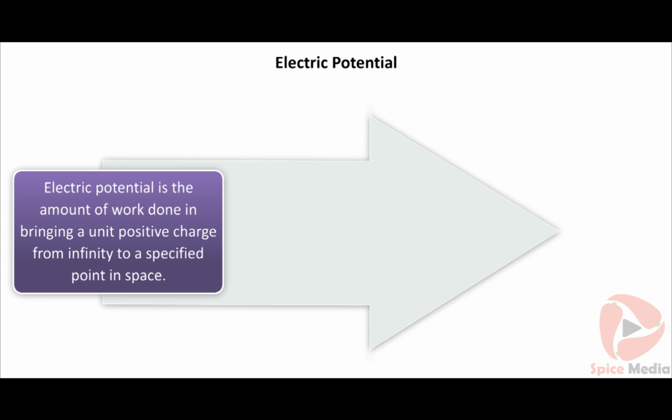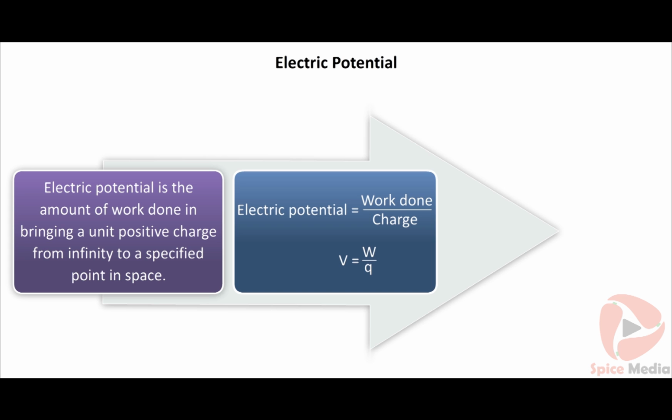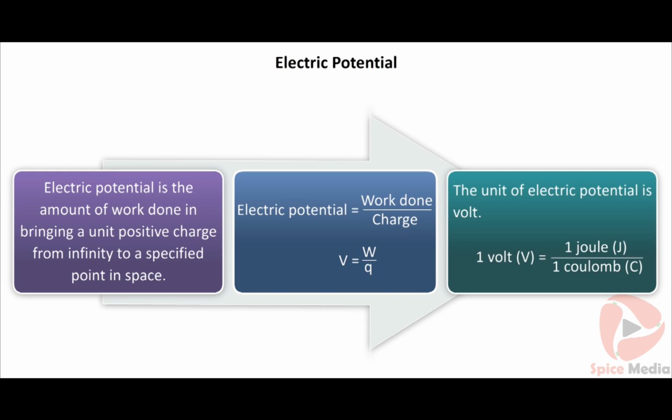We can define electric potential as the amount of work done in bringing a unit positive charge from infinity to a specified point in space. It can be represented in the form of equation as electric potential is equal to the work done by charge, or V is equal to W by Q. The unit of electric potential is volt. The electric potential is 1 volt if 1 joule of work is done in moving a unit positive charge of 1 coulomb. It is represented as 1 volt is equal to 1 joule by 1 coulomb.